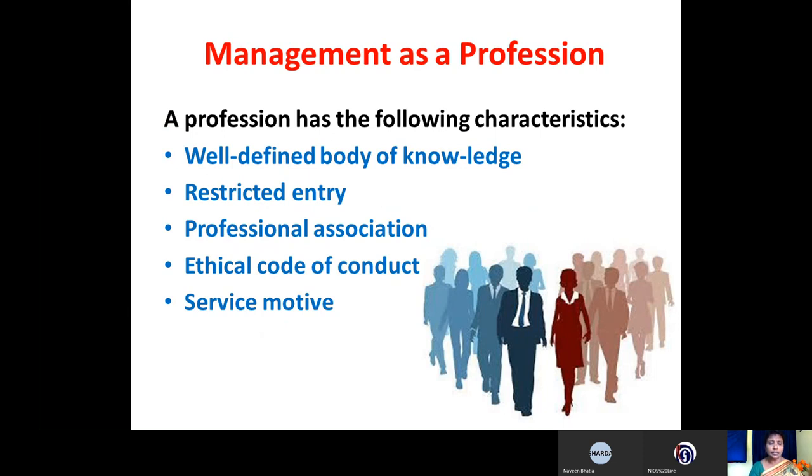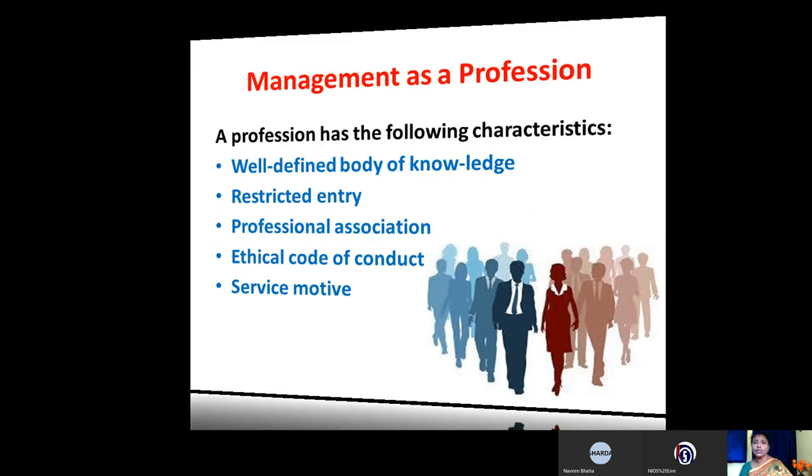And the last one, service motive. Business management is not done with a motive of service. No, students, it is done with a motive of profit making. So here we see in management that it has a well-defined body of knowledge. So we can study management in universities and colleges, but it doesn't fulfill the other characteristics of a profession. Yet, management is also called a profession because it has at least one characteristic of a profession. So this is what I wanted to teach you about the nature of management, that management is both an art and a science, and it is a profession.